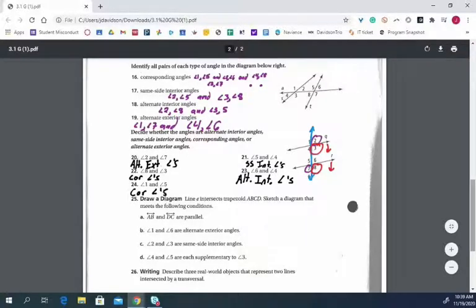Of course, 25 has an A, B, C, and D. Of course it does. It's not difficult. So we're going to draw a line E that intersects trapezoid ABCD. We haven't talked about trapezoids, but boom, there it is. A, B, C, D.